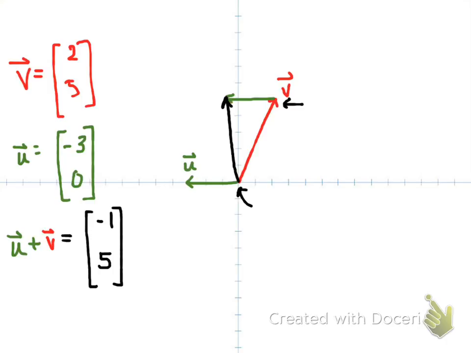We're going to take u, we shift it to the end of v, and the result is u plus v. Now it didn't matter actually if I took u and put it at the end of v, or v and put it at the end of u. Because if I shift v instead to the end of u, I also end up with the same result. Okay, we get negative 1, 5. And geometrically, that's what vector addition looks like. Algebraically, it works exactly the same. Geometrically, this is what we're doing.